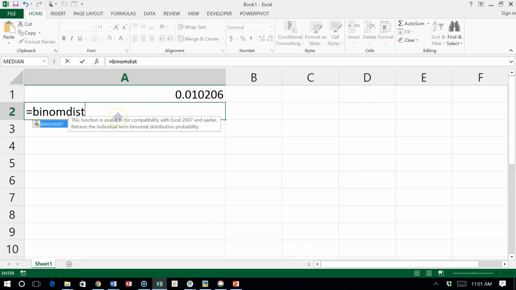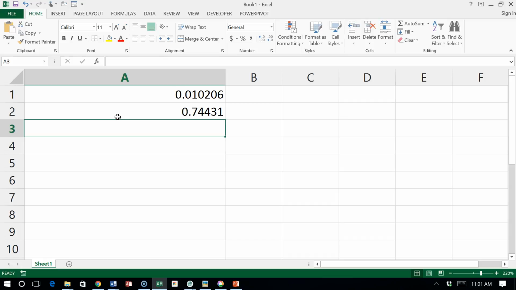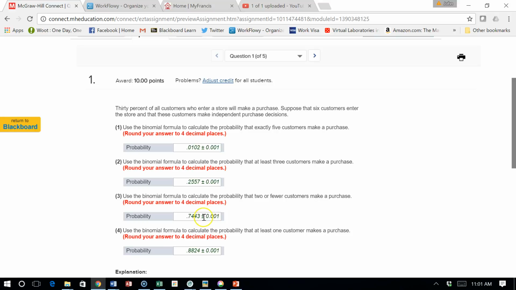Of 2 or fewer out of 6 trials. So we're going to use 2. Number of trials is still 6. Probability of success is still 30%. But because we're looking for 2 or fewer, we're going to use the flag true, because that means cumulative. So I put in true, and it tells me 74.43%. And that's what we have.